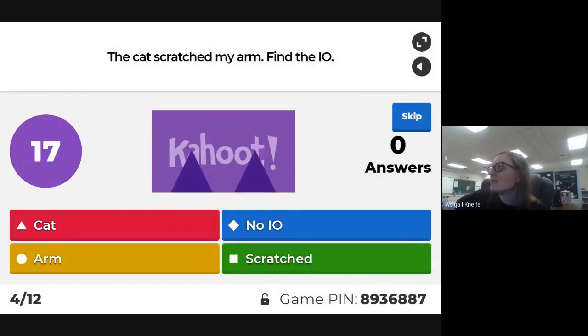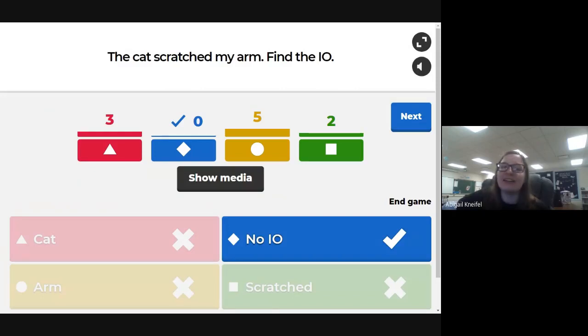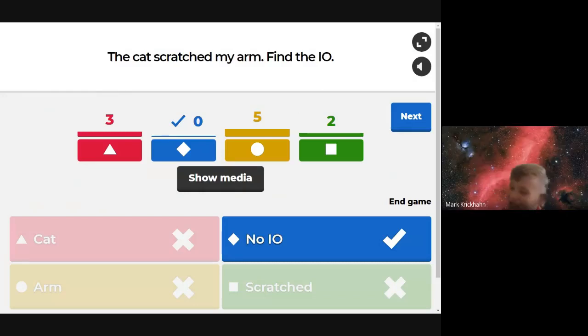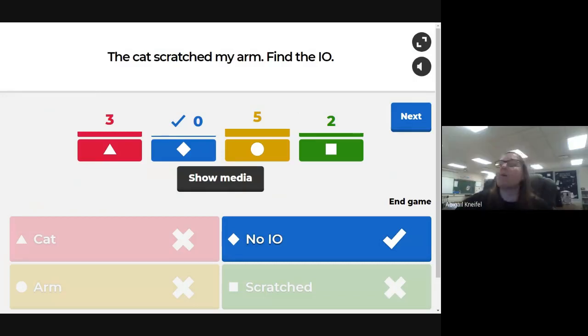Find the indirect object. The cat scratched my arm. What was scratched? Arm. Scratched is our verb. Arm is the direct object. So what is the indirect object? There is none. Trick one, because in between the verb and arm is my, and that's not it. So arm is our direct object. Indirect object, there is none. And scratched was our verb.